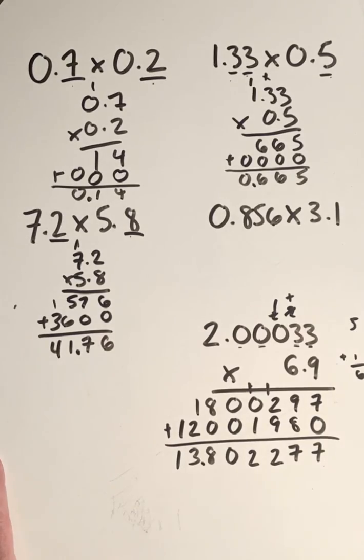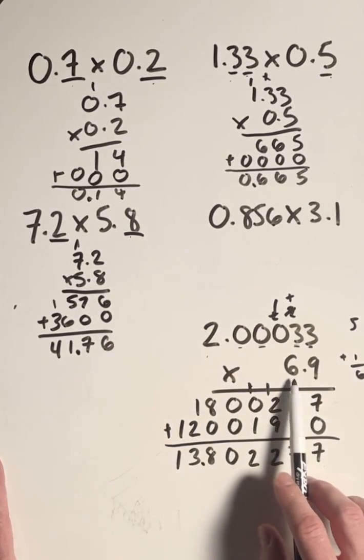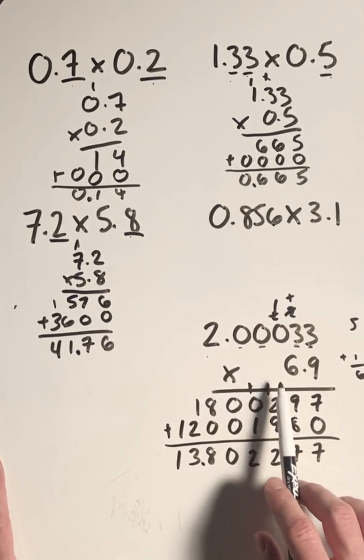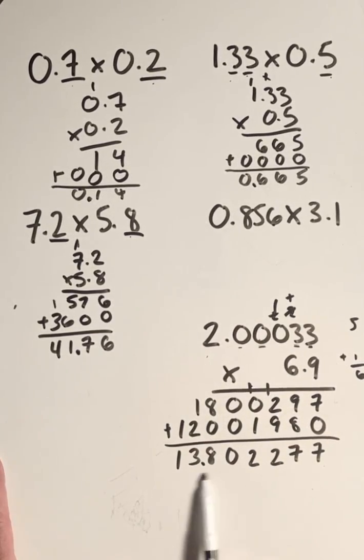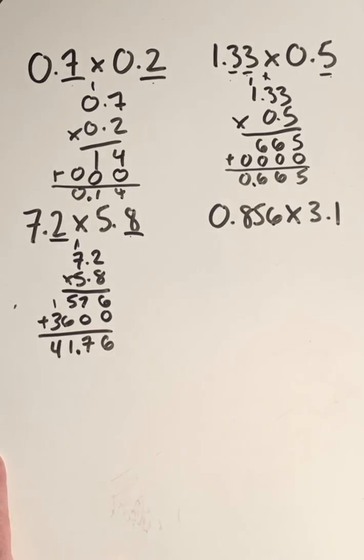I skipped one over here too. This number down here is 2, and this number is about 7. So 2 times 7 is about 14, and this number is about 14. So I know that I'm pretty close. All right, let's do this one here, and then we'll do the other one that I left out.